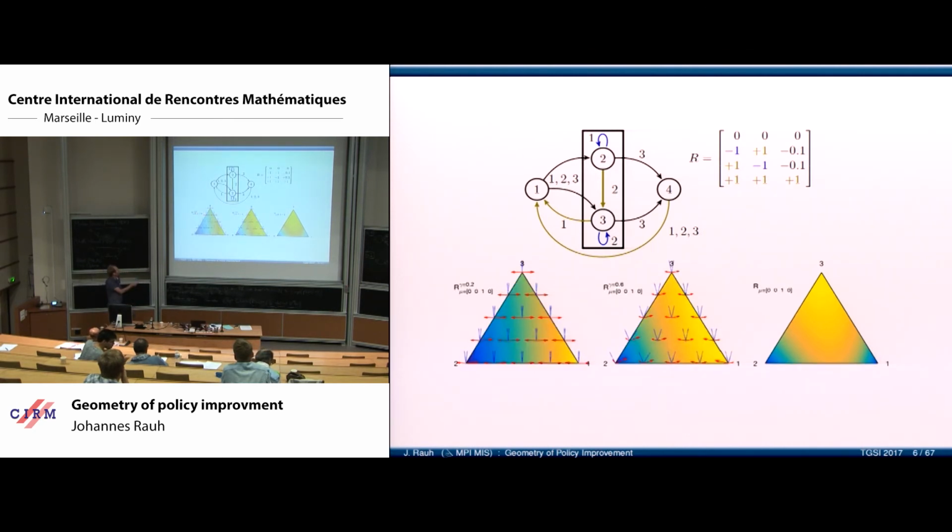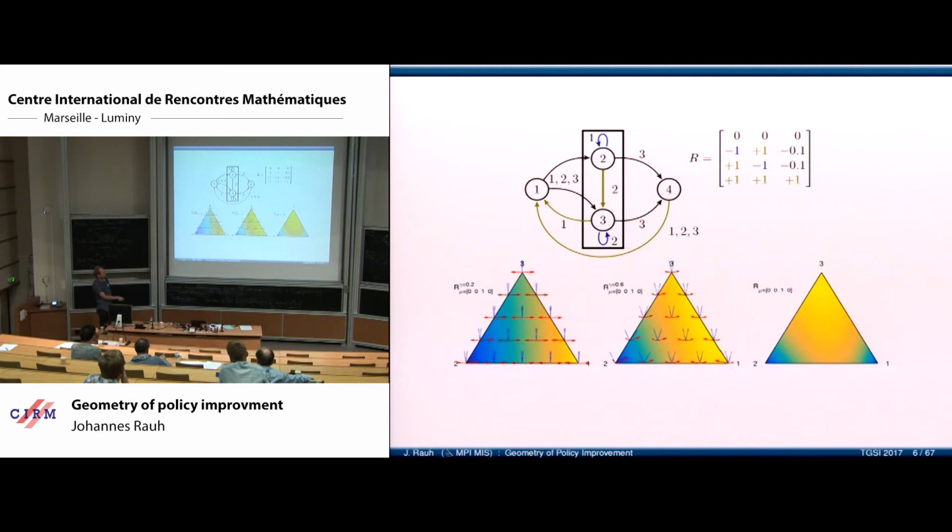As another example, if you start in state 3, then the optimal thing is to use action 1 to make use of this reward here. And again, in the limit of large gammas, it doesn't matter where you actually started, so this picture is the same as on the previous slide.